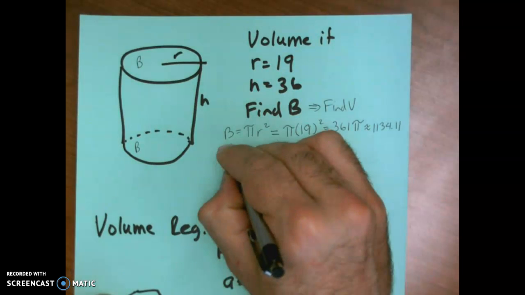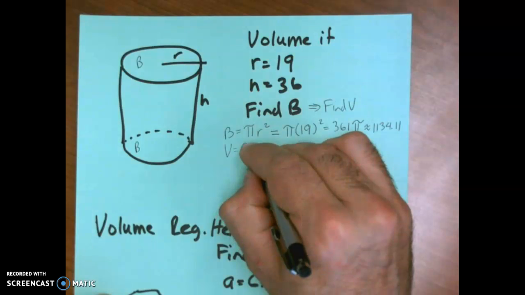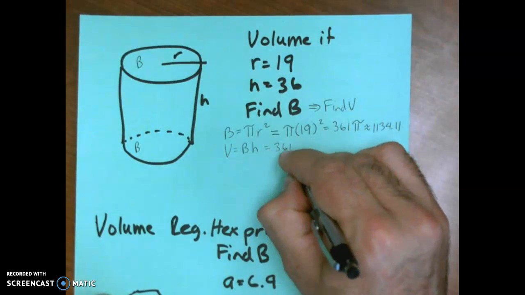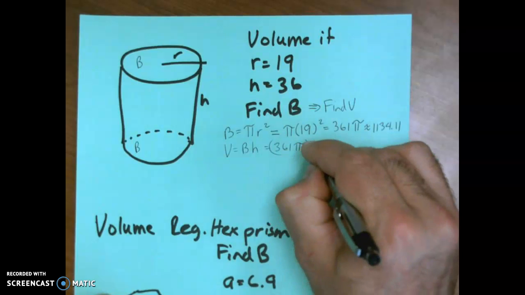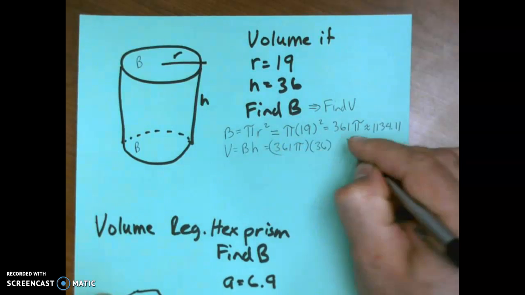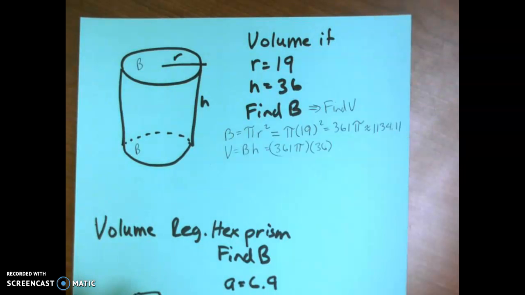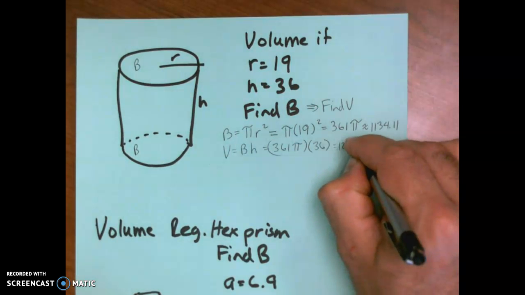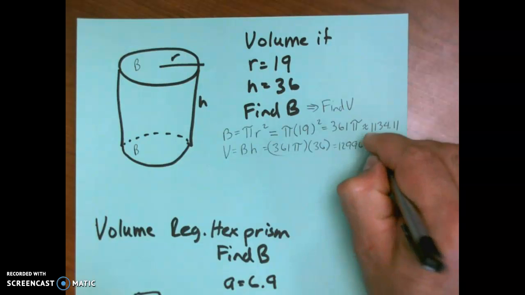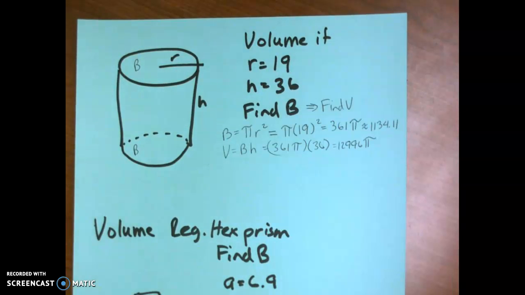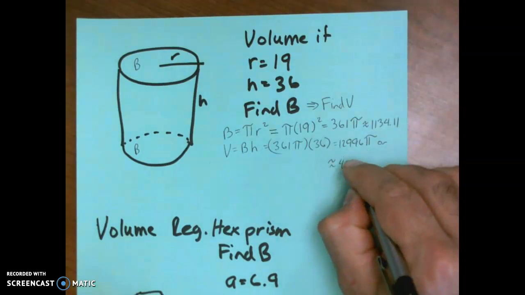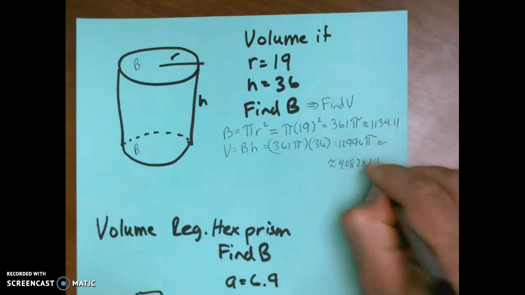How do I then turn that into volume? Volume is equal to base times height. So I can substitute 361 pi times my height of 36. So 361 times 36 is 12,996 pi, or approximately 40,828.14. Okay.